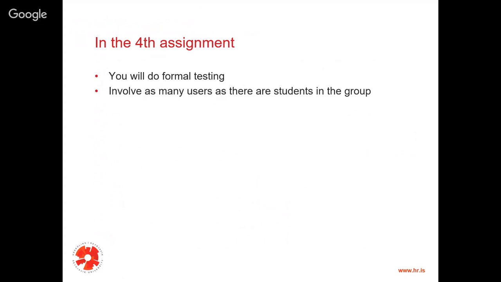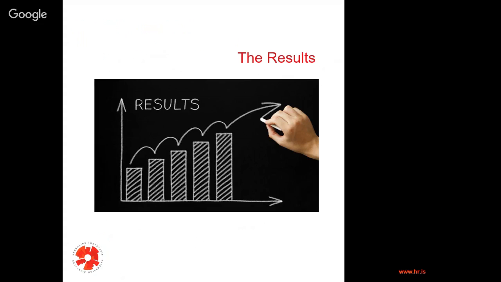So in the fourth assignment, you will do formal testing and involve as many users as there are students in the group. So hopefully, especially for the groups that have 4 students, you would find a pattern of problems. What do you do about the results of the user testing or user observation?